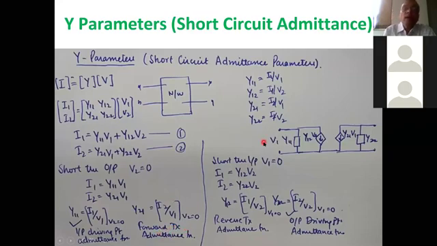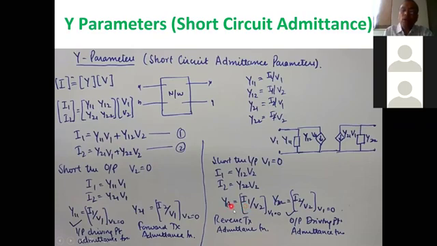Similarly, shorting the input side, you can make V1 as 0. As you make V1 as 0 by shorting the input terminal, these two terms will vanish from these equations, and you will be able to find the Y12 and Y22 parameters. You can find Y12 as I1 by V2 at V1 equal to 0, and Y22 equal to I2 upon V2 at V1 equal to 0.